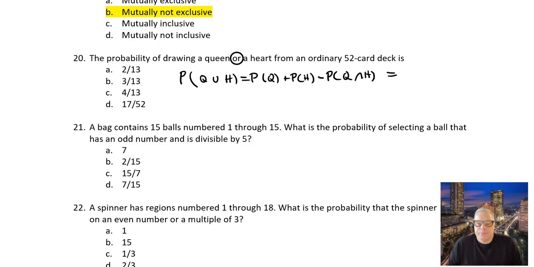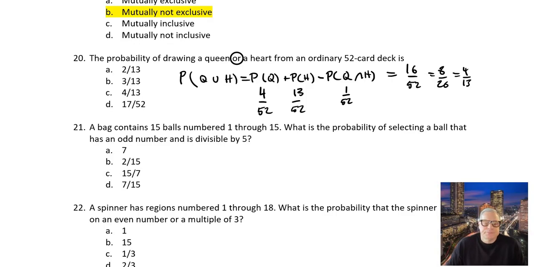So what's the probability of getting a queen? There are 4 queens in there. What's the probability of it being a heart? There are 13 hearts. And of course it's always over 52. And the probability of getting the queen of hearts is only 1 over 52. So now we have 16 over 52, or 8 over 26, or 4 over 13. So it's C.